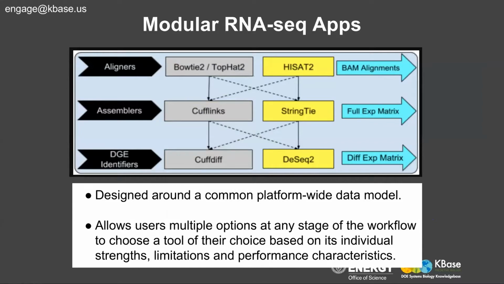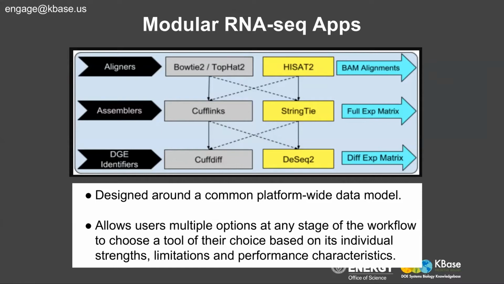Okay, so in KBase, we have provided RNA-Seq tools based on the standard original and new Tuxedo suite to get the normalized full expression matrix and the differential expression matrix of the reads which are obtained from the Illumina platform using the reference genome. So please note, in KBase, RNA-Seq analysis is a reference guided transcriptome analysis pipeline. We do not have a de novo transcriptome pipeline right now. In KBase, the RNA-Seq pipeline is modular. You can see here, it is designed around a common platform-wide data model.